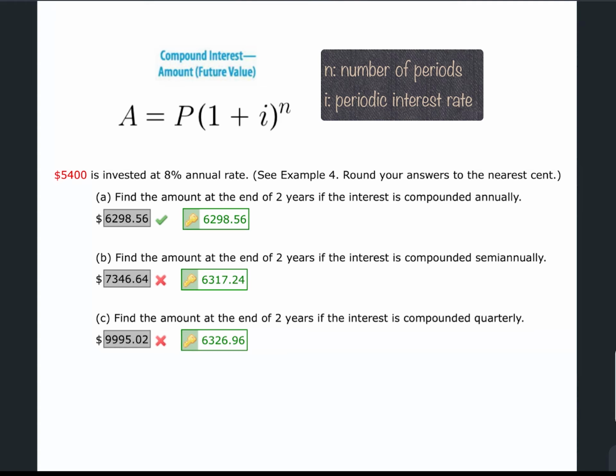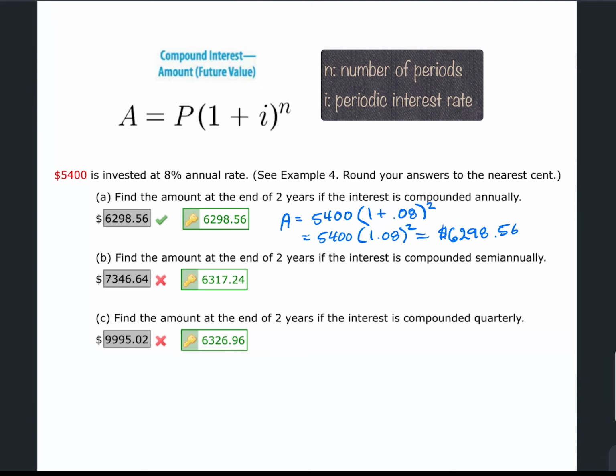So if we write out this formula, we get A equals P, which is $5,400, times 1 plus I. Now, I should be expressed as a decimal. So we're going to express 8% as a decimal, 0.08, and then N is 2, because it's compounded annually, which means once a year for 2 years. So that's 2 periods total. And after simplifying, we get this value. And then after solving for this, we get our answer, $6,298.56.